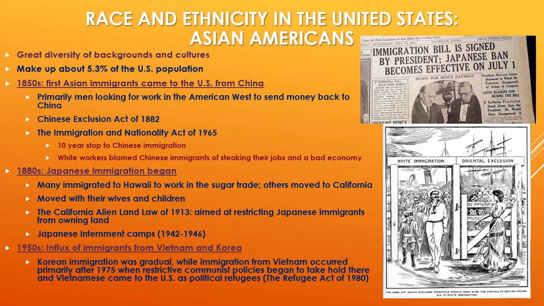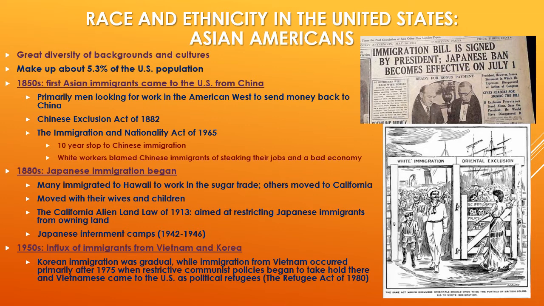Many white Americans at that time scapegoated the Chinese immigrant population and blamed Chinese men for falling wages and economic troubles. Thus, the Chinese Exclusion Act of 1882 was passed and restricted the immigration of people of Chinese descent to the country. Though these restrictions were eased over time, in 1965, the Immigration and Nationality Act put into effect a 10-year stop to Chinese immigration, as white workers were blaming Chinese immigrants for stealing their jobs.